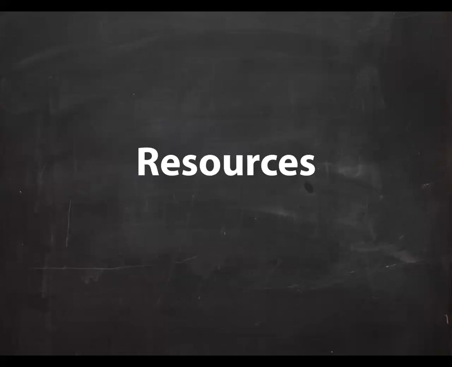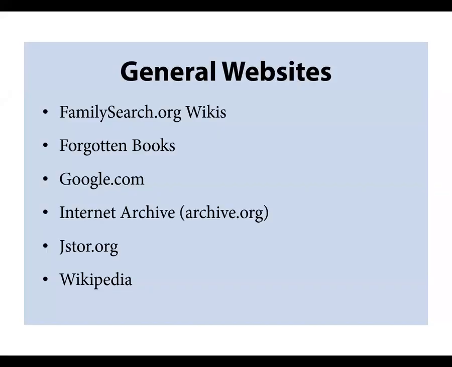Resources. There are a lot of resources and good ways of finding information on calendars. The FamilySearch.org wikis are excellent. Forgotten Books. I'm going to talk about a few of these, including FamilySearch's wikis and Forgotten Books. Google, I keep telling people Google is my friend. There isn't anything I haven't asked Google that it hasn't given me something. Internet Archive at archive.org, of course, is another digitized book resource. JSTOR.org has tons of scholarly articles and books that might help, and good old Wikipedia.